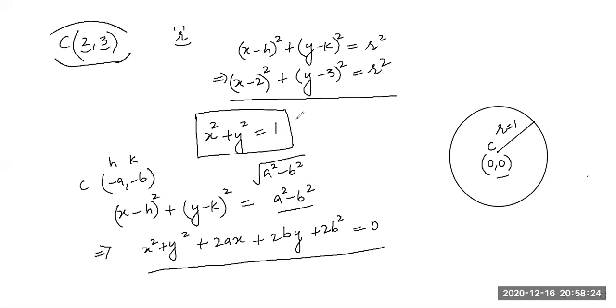So now instead of h, you will put minus a. So this will become x plus a whole square. And instead of k, you will put minus b. It will become y plus b whole square is equal to a square minus b square. Well, this is done. Okay, girls. Now he says the center is 1 by 2 and 1 by 4. This is the center. And the radius is 1 by 12. So what will be the equation of the circle? So what is h?